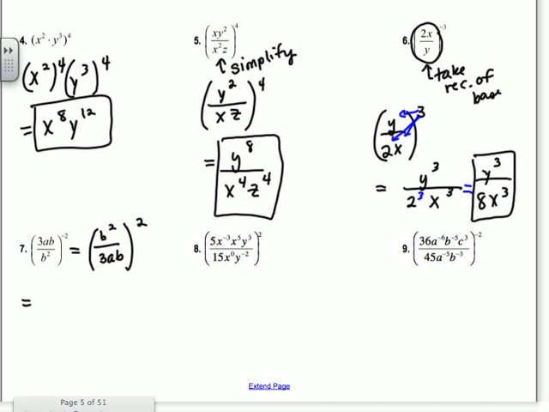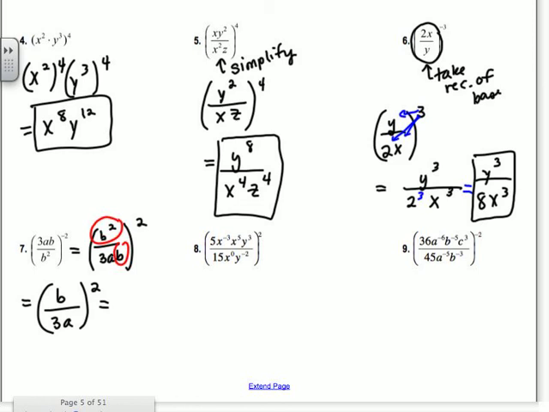Okay, now let's simplify the inside part first. So when I see b squared and b, I'm thinking of it as 2 b's on top, so b times b all over b. So one of them would cancel on the top and the bottom. Or you can use your subtraction rule. b to the 2 minus 1 would be b to the 1. Okay, that goes on top over 3a squared.